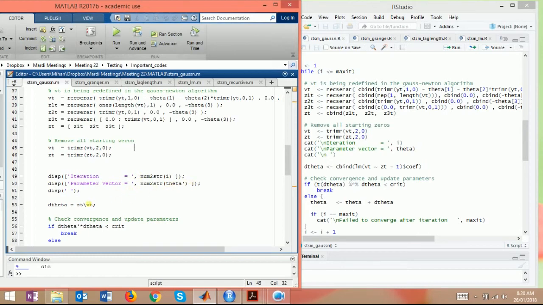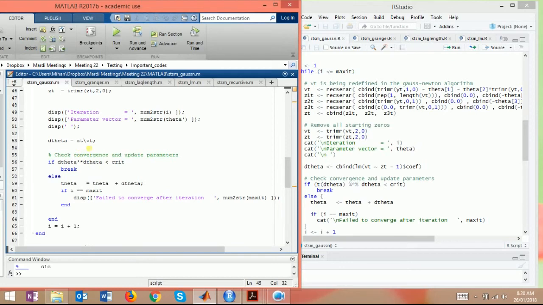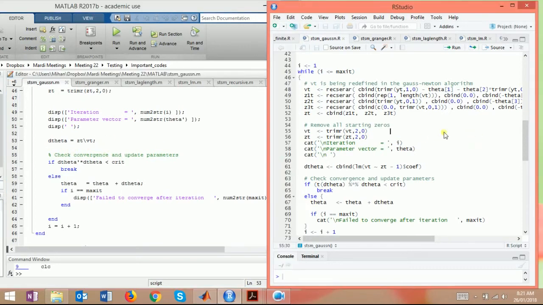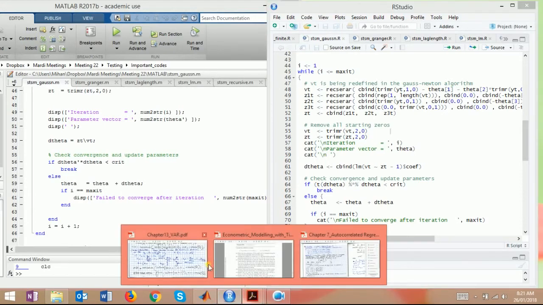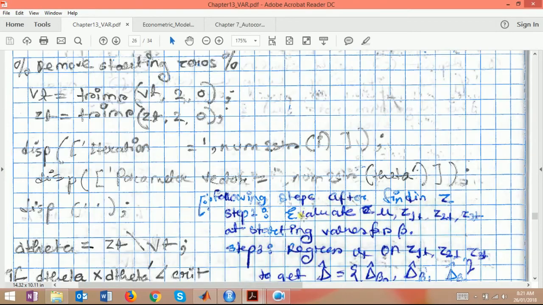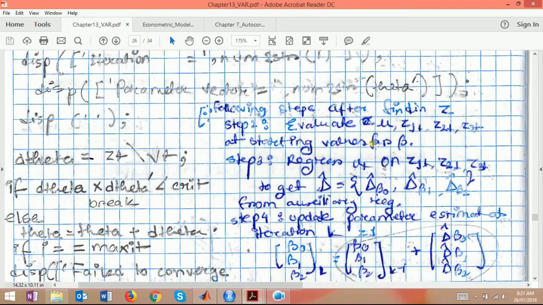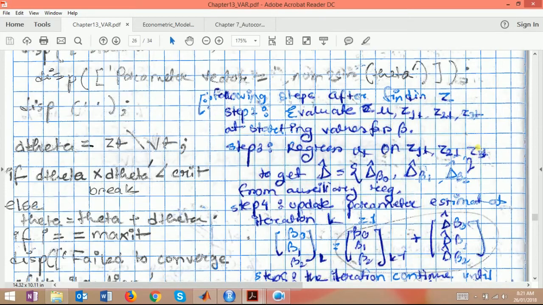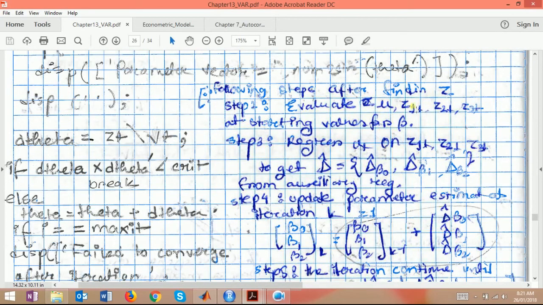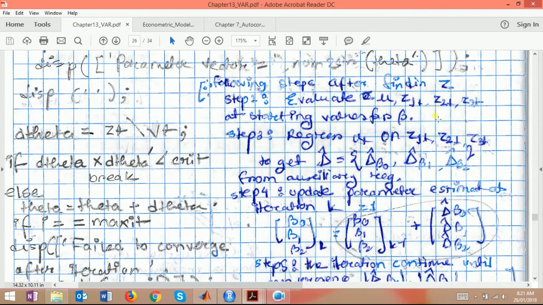And display the iteration and the parameter vector. Then d theta is z by v, right? D theta is zt by v, where we are regressing, because our process requires us to regress. After we find z, we regress mu on z, then regress mu on z for all starting values of b, the beta parameter. This is what we learned from our nonlinear parameter estimation chapter. Regress mu on z1t, z2t, z3t. So we are regressing mu on the z parameters as starting values for the beta parameter, and we estimate beta.